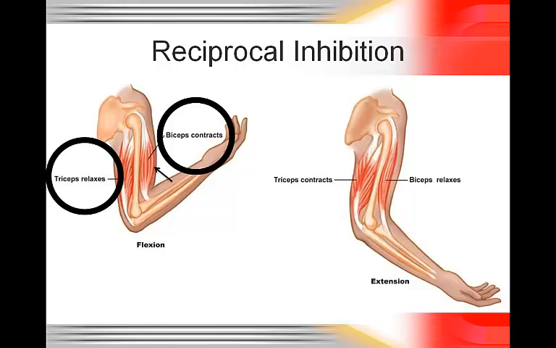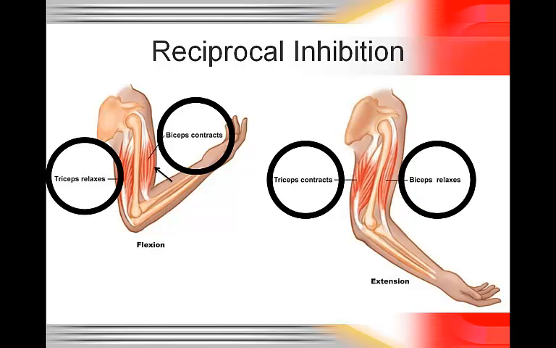So to actually bring the hand away from the shoulder, the triceps has to contract and the biceps has to relax. So in that case, the triceps actually becomes the prime mover or the agonist, and the biceps becomes the antagonist. So they swap roles depending on which way the joint actually opens or closes.